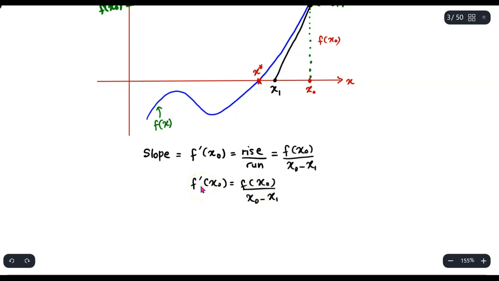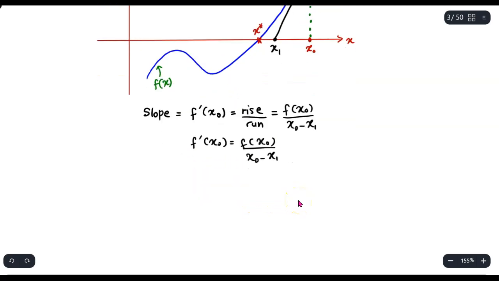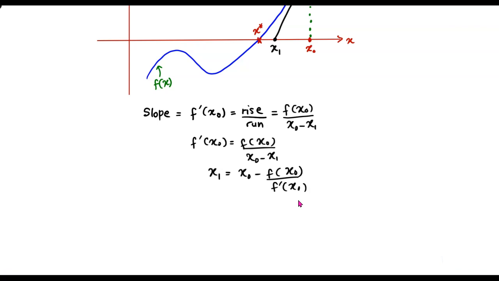Same thing for f prime. So this is known, this is also known, and x naught is also known. What we wish to get is x1. If we rearrange the expression, easily we can get x1 equals x naught minus f(x naught) over f prime(x naught). That is the first iteration. So you can get that.